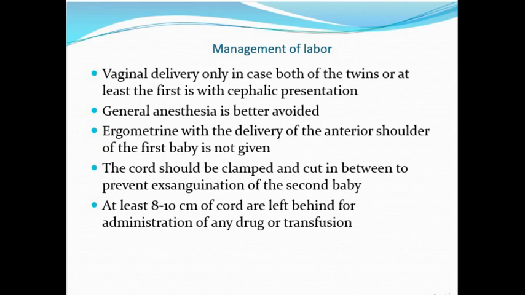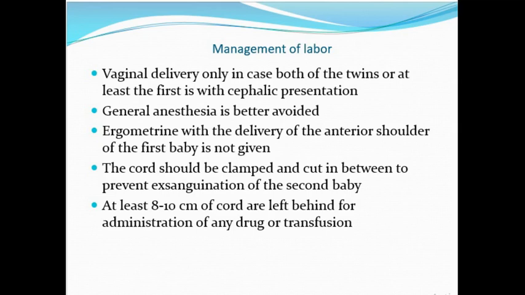Now, during labor, you may have to determine whether to conduct vaginal delivery or cesarean section. You can conduct vaginal delivery only if both of the twins, or at least the first twin, is presenting in the cephalic presentation. If not, you may have to resort to cesarean section, which we shall see very soon.